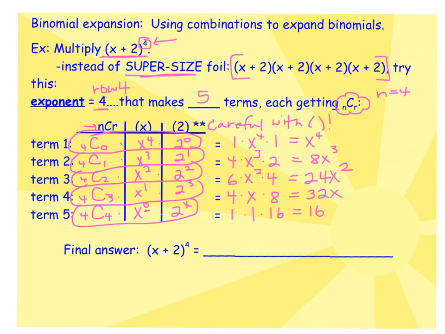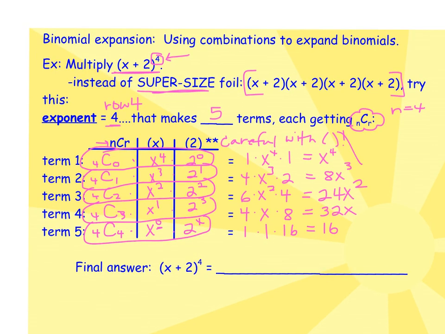Notice we have 5 terms here, and these 5 terms would give us our final answer. So the expanded form for (x + 2) to the 4th power is x to the 4th plus 8x to the 3rd plus 24x squared plus 32x plus 16. That takes the place of having to supersize FOIL 4 times and trying to combine like terms to get this same result.